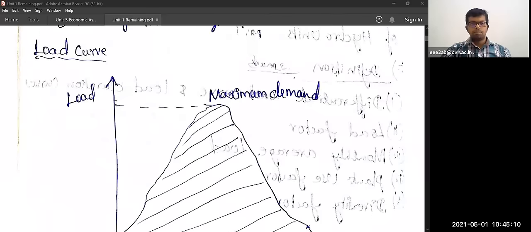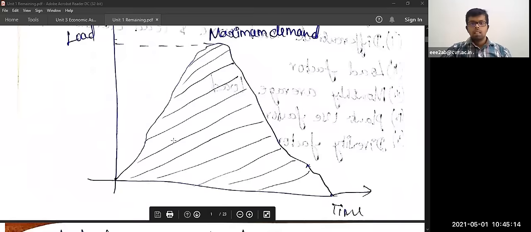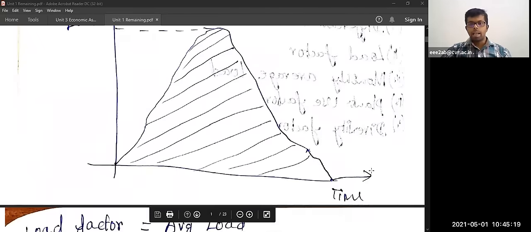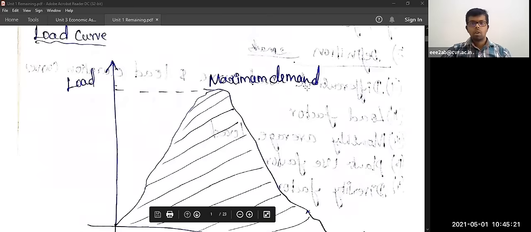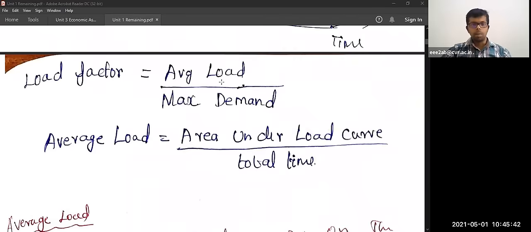Next, if you see this picture over here, this is the load axis in kilowatt or megawatt. This is the time axis in hours. This is a load curve, the daily load curve. So from this, what is the maximum demand? That maximum demand we have to find out either from the data, or after drawing the load curve or load duration curve, we can easily find out this maximum demand.